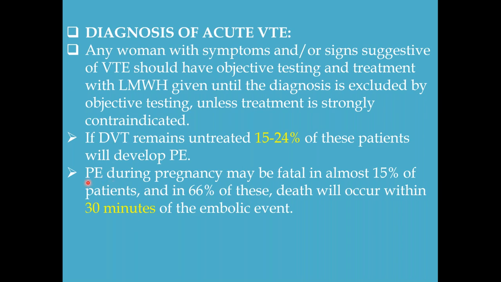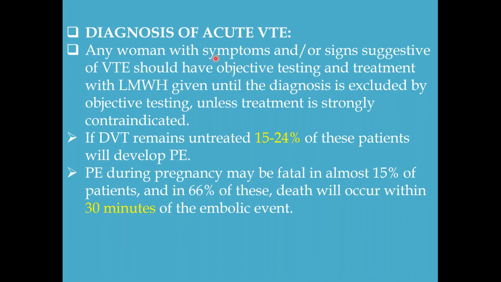And pulmonary embolism during pregnancy is fatal in almost 15% of patients, and in two-thirds of these, death will occur within 30 minutes of the event. So this is the prognosis of PE, because a lot of patients die within 30 minutes. So you need to give the patient low molecular weight heparin immediately.